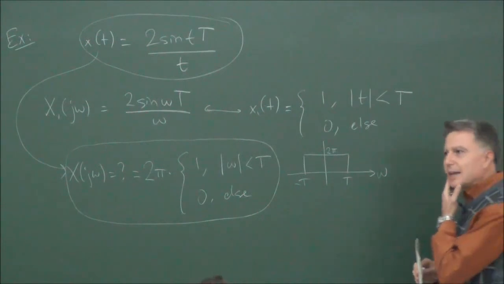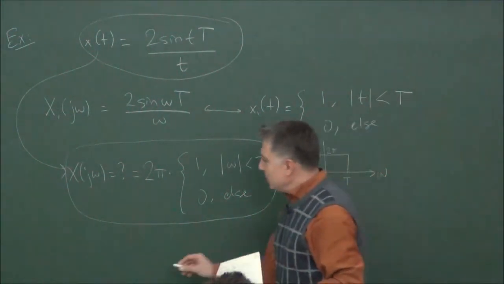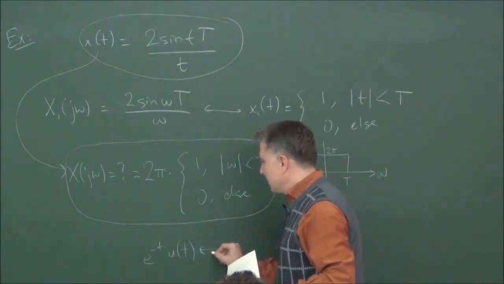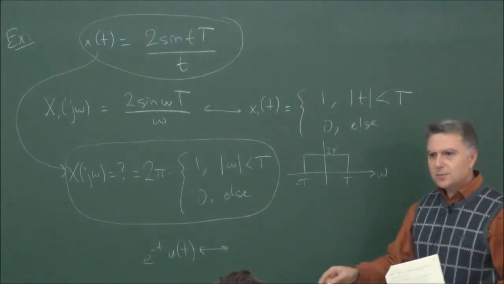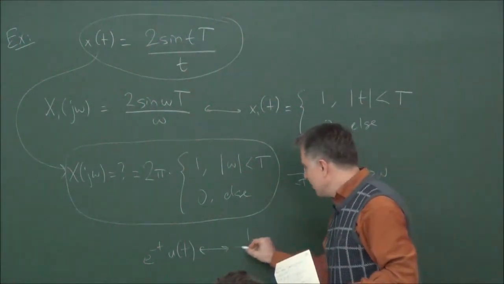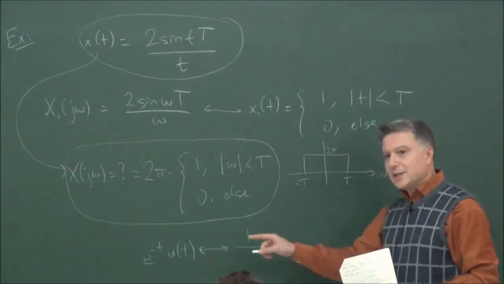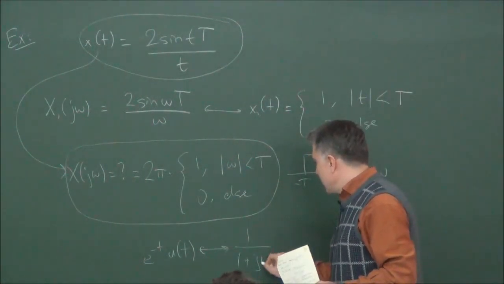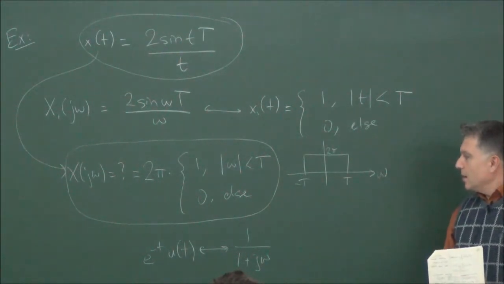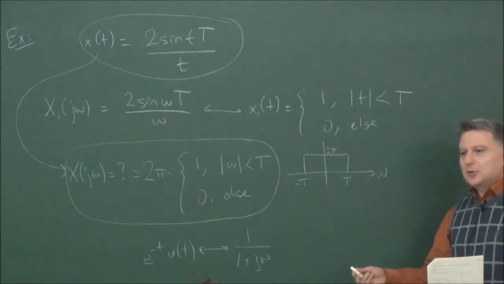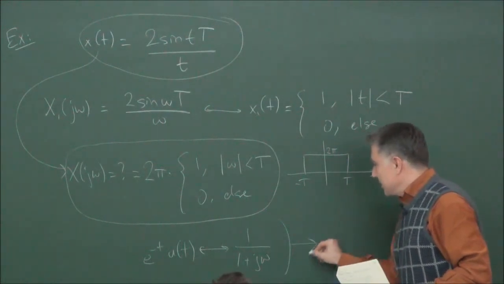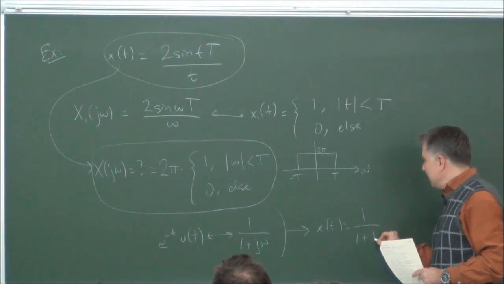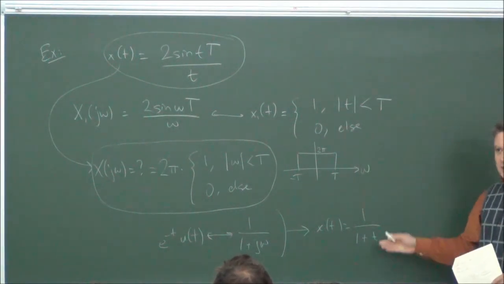Can you think of other examples? For example, what was the Fourier transform of e to the minus t u of t? Take a look at your notes. Sir? It was not square. It was 1 over 1 plus j omega, I guess. So let me then ask you a question like this, generated from here. If x of t is 1 over 1 plus t, what is the Fourier transform of this?